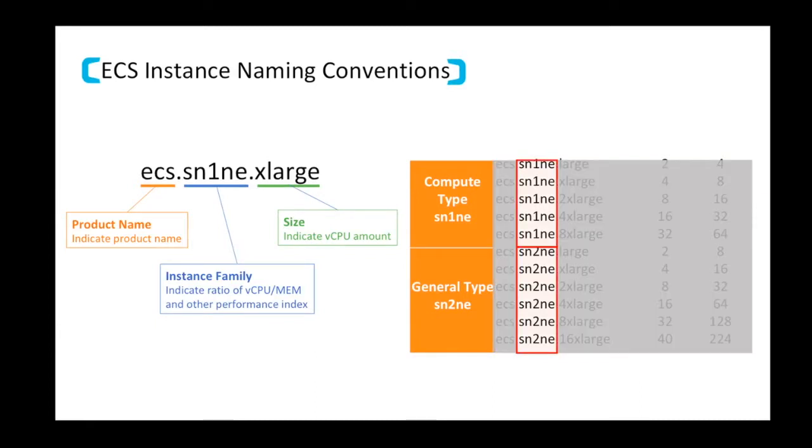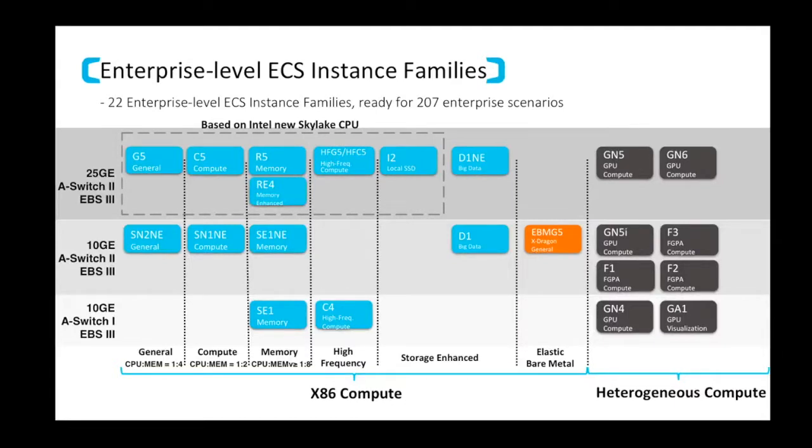This rule applies on all the recent released ECS instances. In order to cover maximum business scenarios, currently we are offering over 20 enterprise-level instance families. In this slide, you can find that all the instance families are placed in different cells, differentiated by generation, architecture, and the purpose. Horizontally, there are 3 rows represent the different generations, and vertically, each column stands for one purpose.